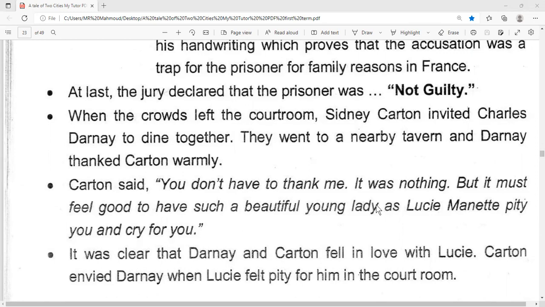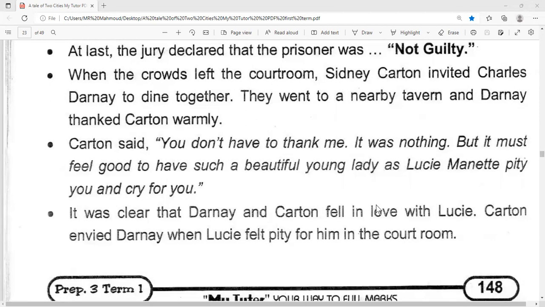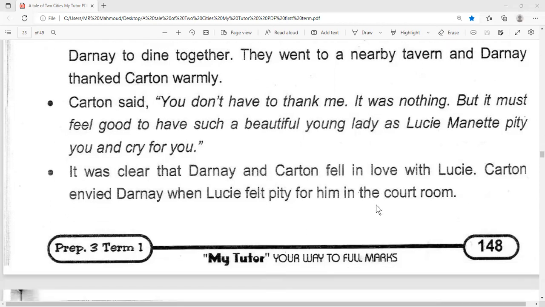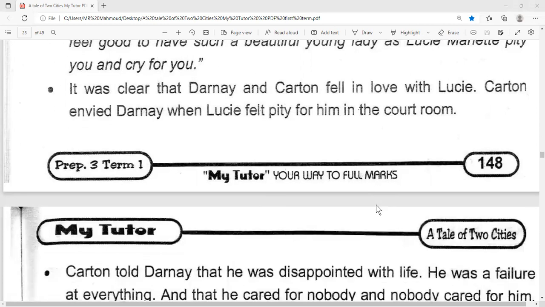When the crowds left the courtroom, Sidney Carton invited Charles Darnley to dine together, يتعشوا سويا. They went to a nearby tavern and Darnley thanked Carton warmly. Carton said, "You don't have to thank me. It was nothing, but it must feel good to have such a beautiful young lady as Lucy Manette pity you and cry for you." It was clear that Darnley and Carton had fallen in love with Lucy.